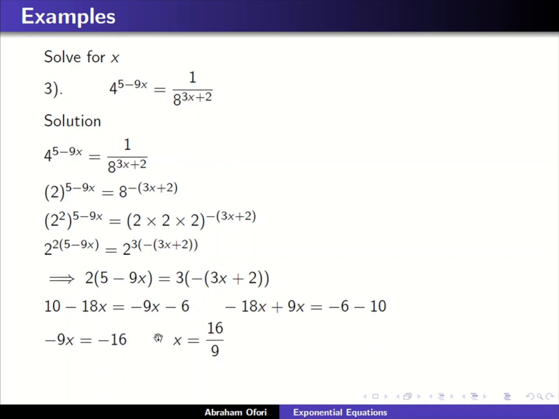This implies if I add negative 18x plus 9x, I get negative 9x. And negative 6 minus 10 gives me negative 16. So I get x equals 16 over 9. Okay, so this is very simple, right? You can go on further and change this to a mixed fraction if you want, but I left it like this.